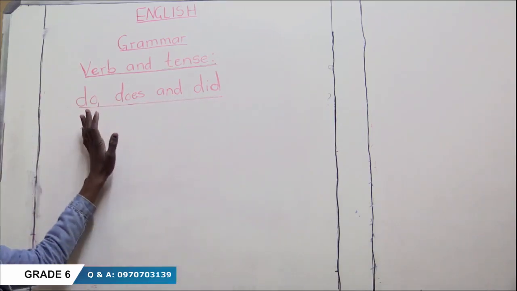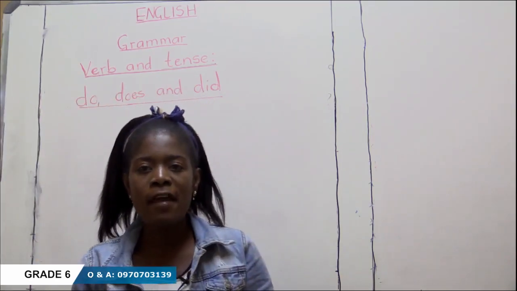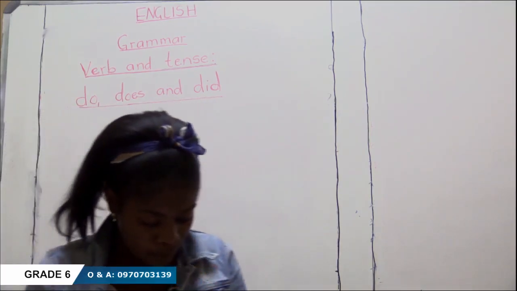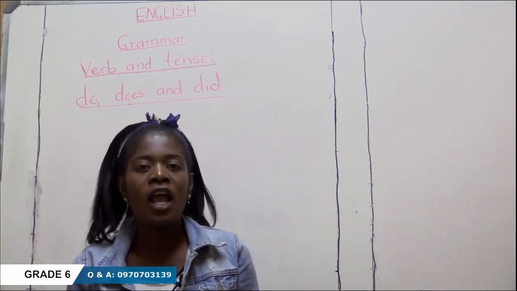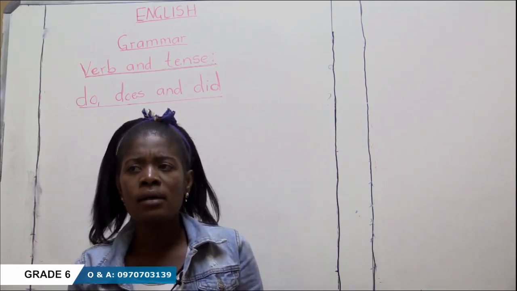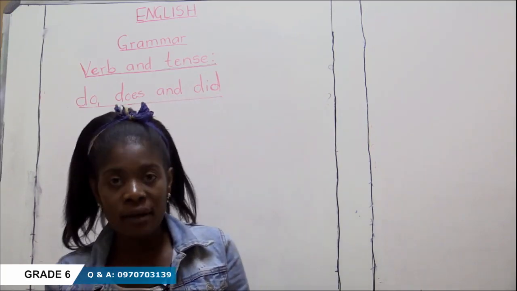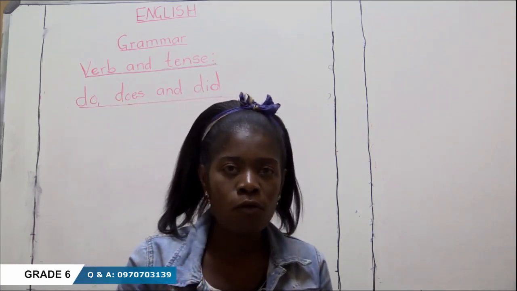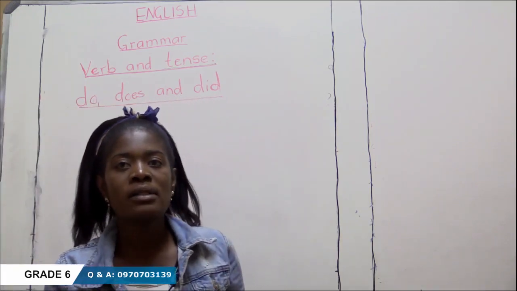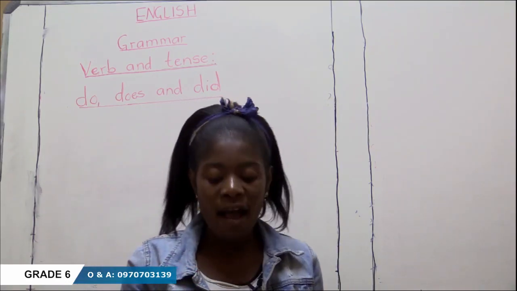Verb and tense. Boys and girls, what is a verb? And what is a tense? A verb is a word used to describe an action. For example, jumping is a verb because it's an action. Singing, cooking, writing, all those are examples of a verb. I've said a verb is a word which describes an action, and I've given you some examples: writing, singing, jumping, those are actions.